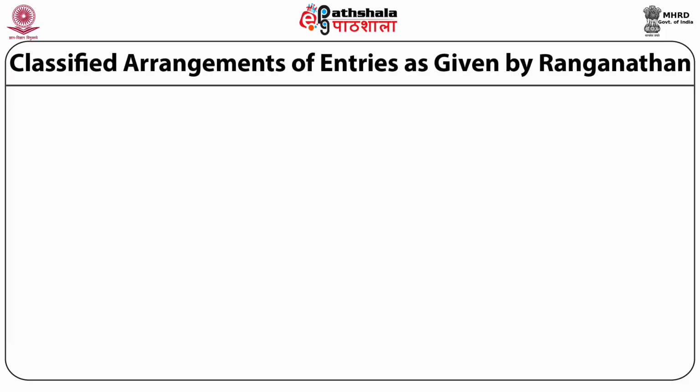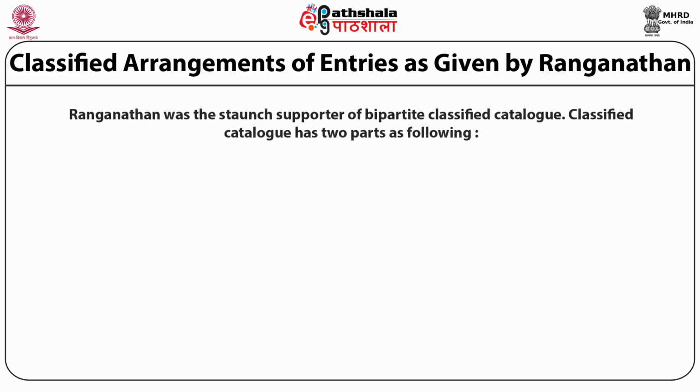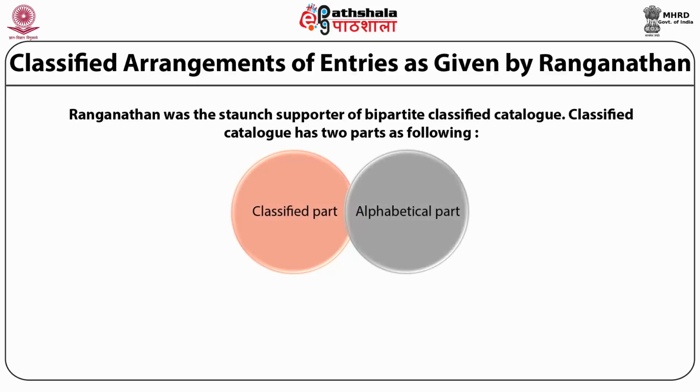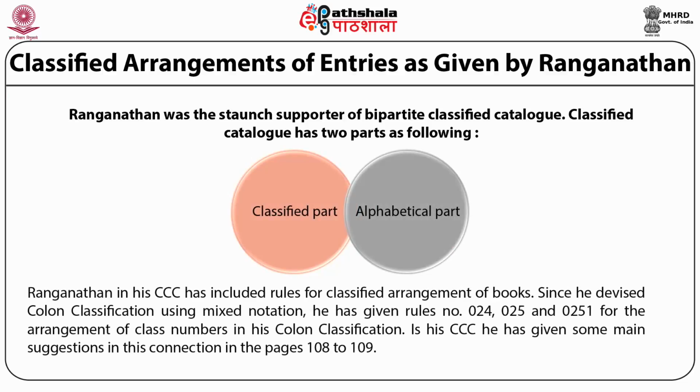Classified arrangement of entries as given by Ranganathan. Ranganathan was a staunch supporter of the bipartite classified catalog. Classified catalog has two parts as follows: classified part and alphabetical part. Ranganathan, in his CCC, has included rules for classified arrangement of books.